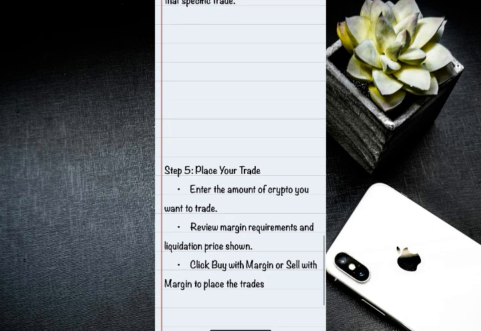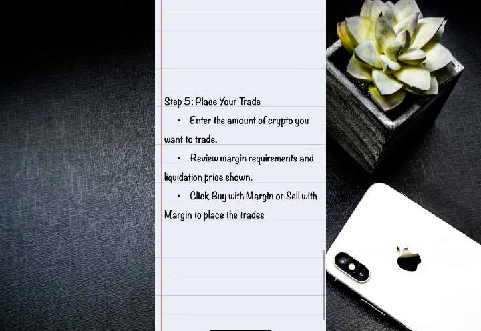Then after that, you have to place your trade. To place your trade, you have to enter the amount of crypto you want to trade, then review the margin requirement and the liquidation price shown, then click on buy with margin or sell with margin to place the trade.